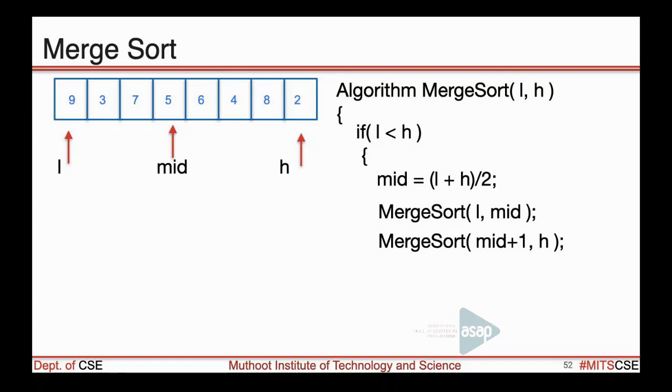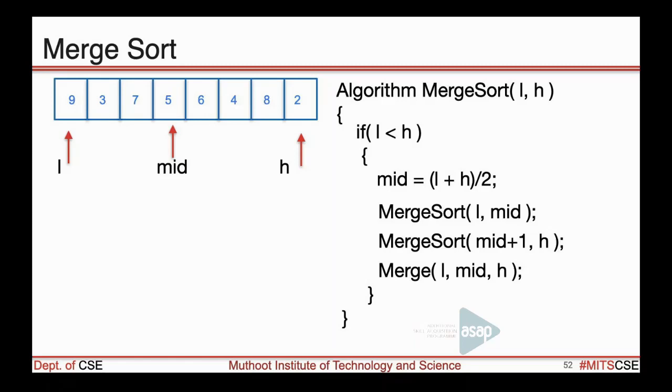After sorting, what should I do? I need to combine or merge it. So I merge using the L value, the mid value and the high value. How do you merge? Using the merging function that we have already studied. Using that particular algorithm, we will be merging. So this is the process by which merge sort actually works.